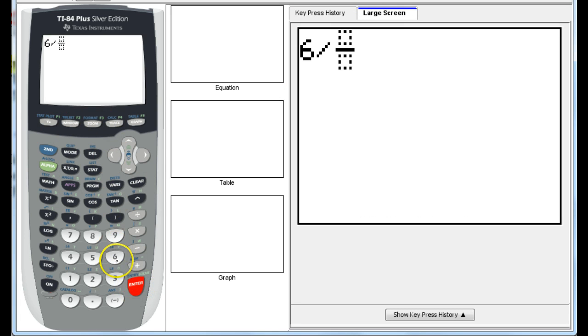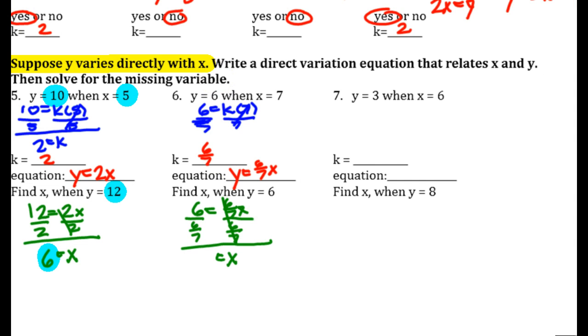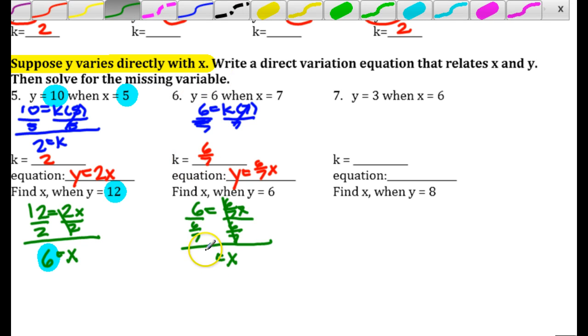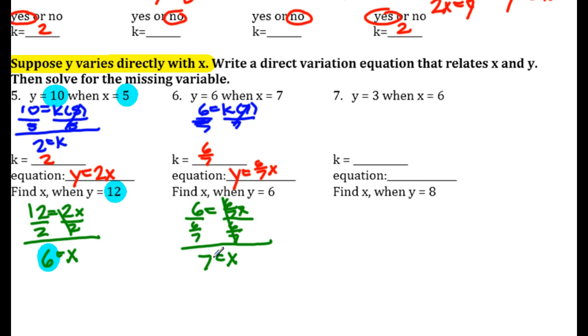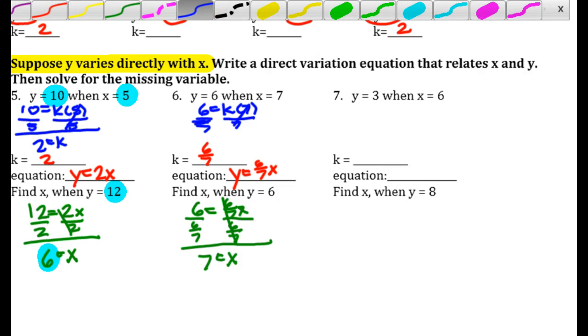Choose your n over d. So 6 divided by 6 over 7. And that's going to equal 7. Okay? So in this case, our x equals 7. All right? And let's do one more example here together.